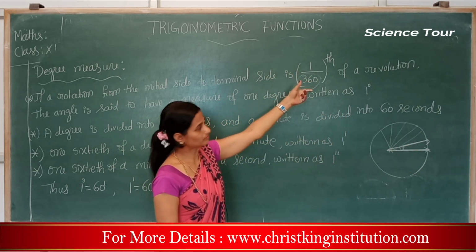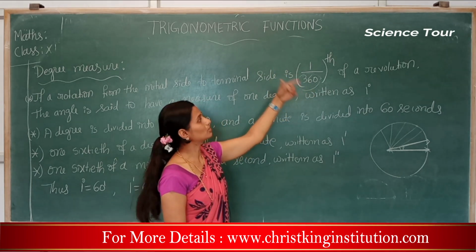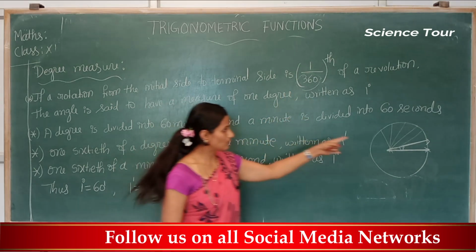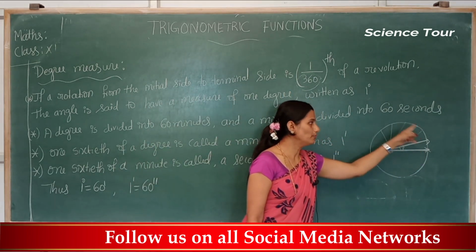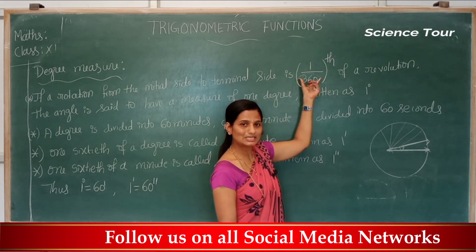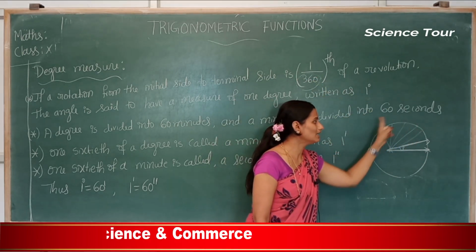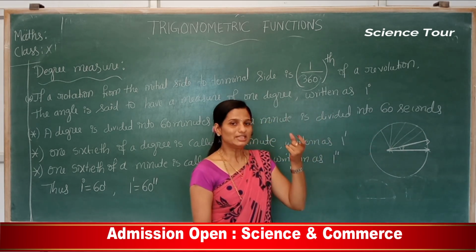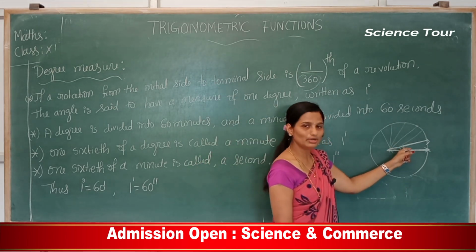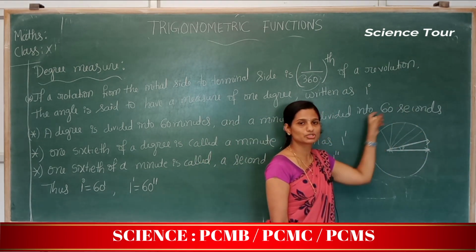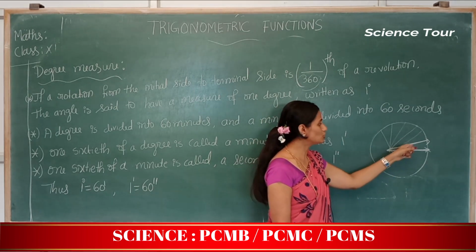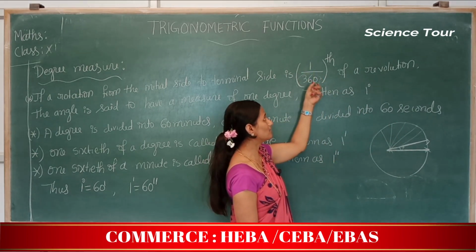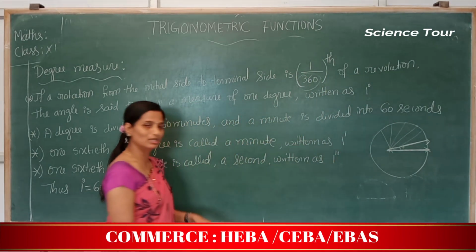1 by 360th of the revolution is called 1 degree. Clear? So one full rotation, in that how many parts? 360 parts. So why is it 360 parts? Because the total angle of one full rotation is always equal to 360. If you divide one full revolution into 360, then each part is called 1 degree. So 1 divided by 360th of a revolution is 1 degree.